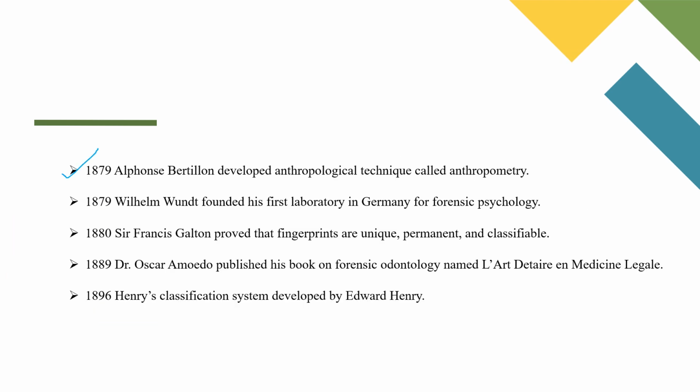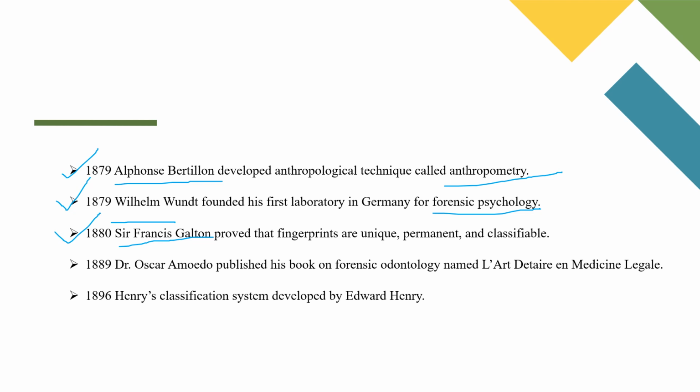In 1879, Alphonse Bertillon developed the Bertillon system, or anthropometry, and in 1879, Wilhelm Wundt founded his first laboratory in Germany for forensic psychology. In 1880, Sir Francis Galton proved that fingerprints are unique, permanent, and classifiable, and he defined three main pattern types: loops, whorls, and arches. So, Sir Francis Galton is also referred to as the father of fingerprints.